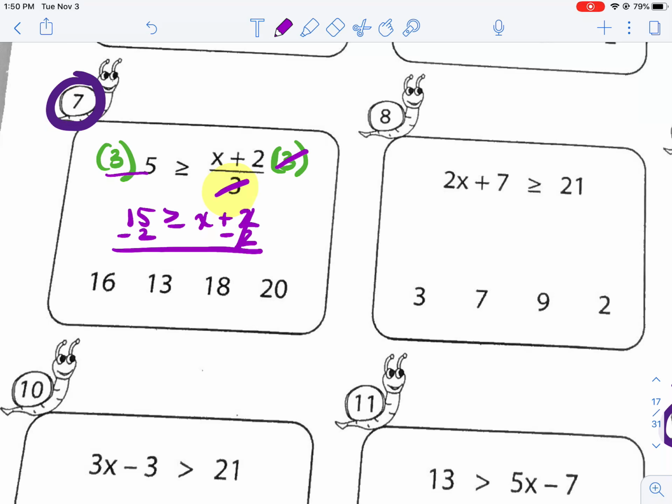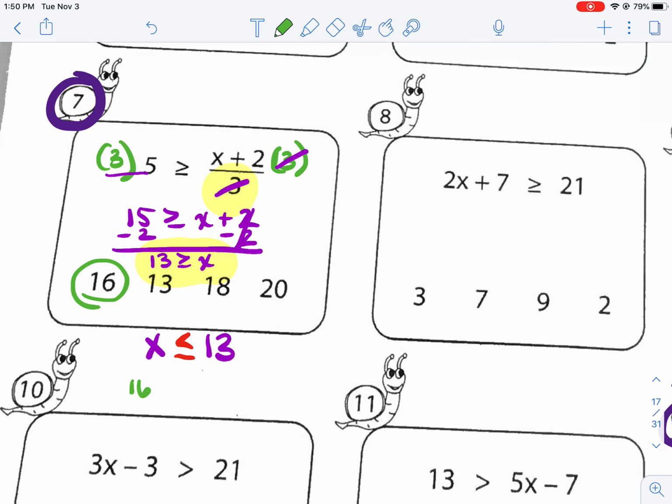So I'm left with 13 is greater than or equal to x. When that happens, we do not want to have our x on the right side, so I'm going to switch the x and the 13. When I do that, I also have to switch the inequality so it's less than or equal to. So I'm going to go through each of these choices and think about it.